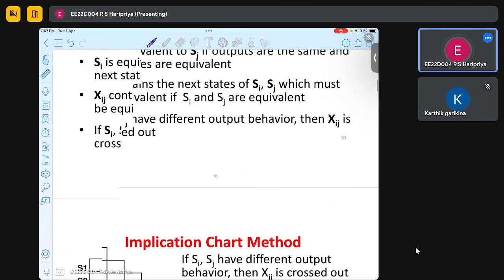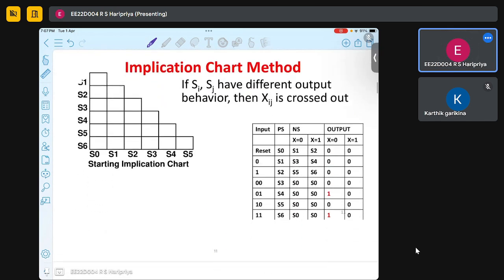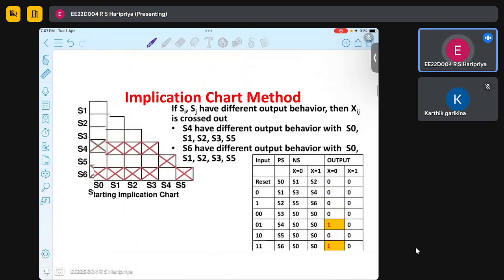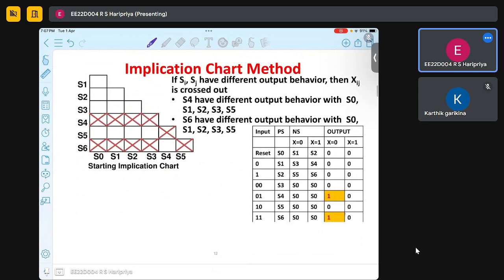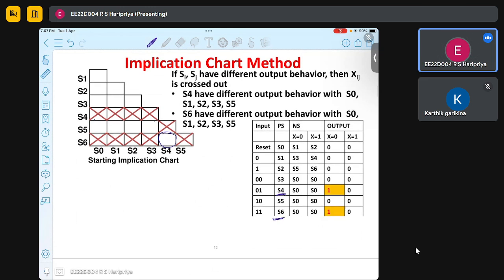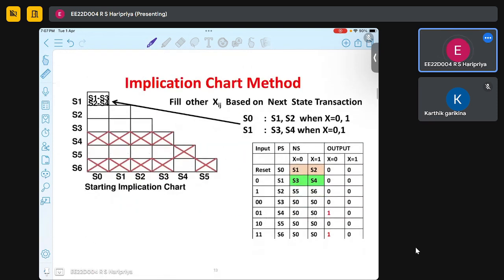Now this is the procedure. You will start solving. So now from this, S4 and S6 have 1 as the output. So S4 and S6, we don't know if they may be equivalent or not, so we do not give a cross mark. But S4 is not equivalent to other states, because the outputs are different, so we have marked with a cross. And S5 is not equivalent to S4. S5 and S4 are different.